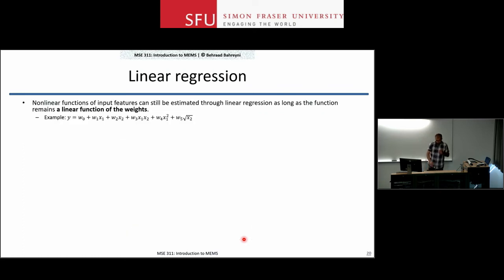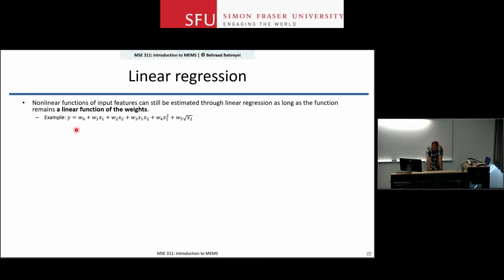Now, as we said before, it's called linear regression because your function is a linear function of the weights, but it doesn't say anything about what your features can be. You can have non-linear features. So basically, the second feature in your feature vector could be the squared value of feature 1. And the third one could be the cubed value of feature 1. And the fourth one could be the product of, I don't know, feature 2 and feature 4. All of those combinations are possible.